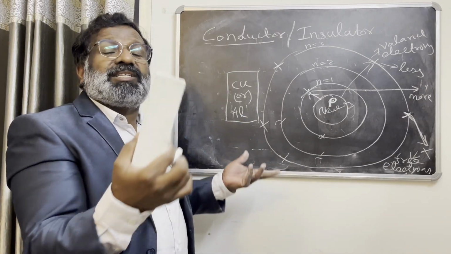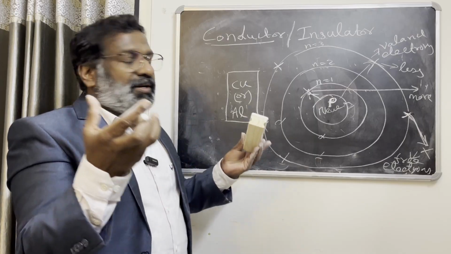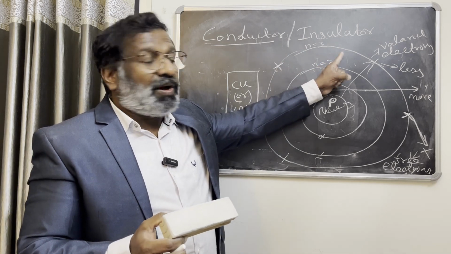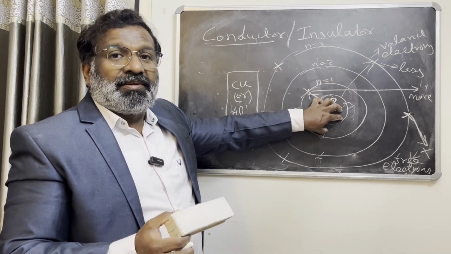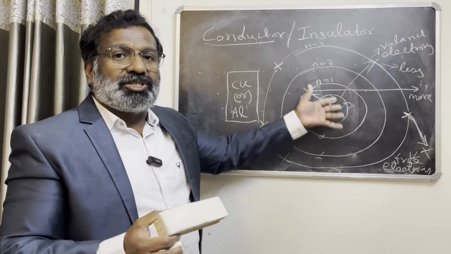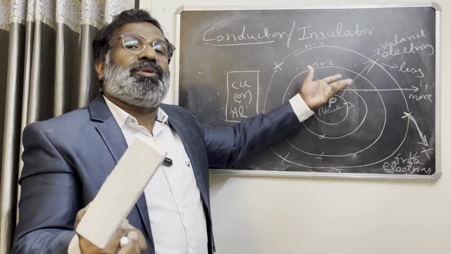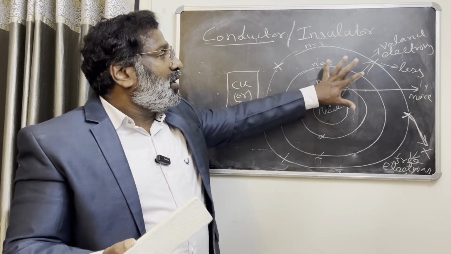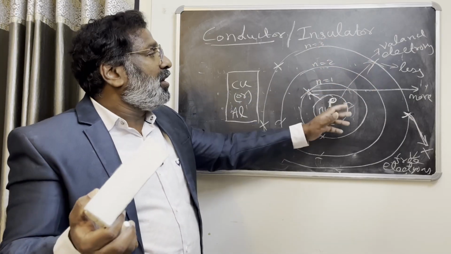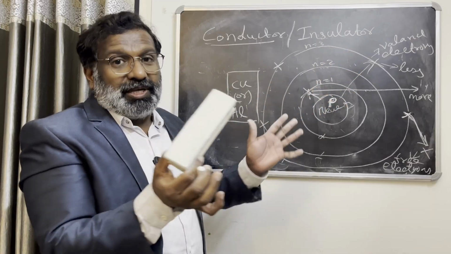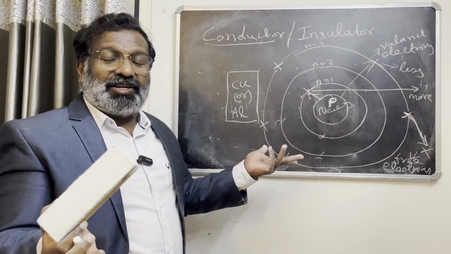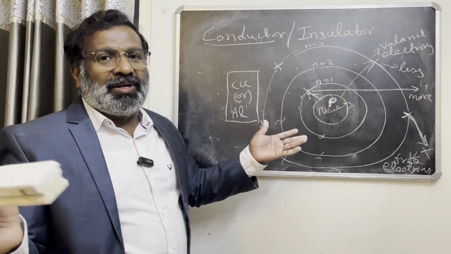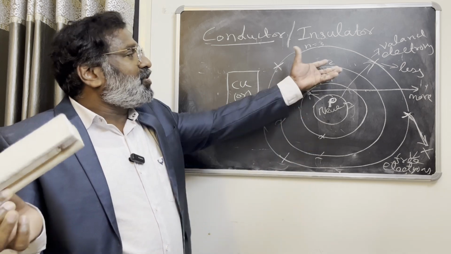If you take wood or plastic, take the case of plastic, these valence electrons are tightly bound to the nucleus. Even though the valence electrons are far away from the nucleus, binding energy is more. That is the nature of the material. So in materials like wood or plastic, the valence electrons are tightly bound to the nucleus. So will there be free electrons? No, it will not have free electrons. The valence electron won't come out of the atom because its force of attraction is more.